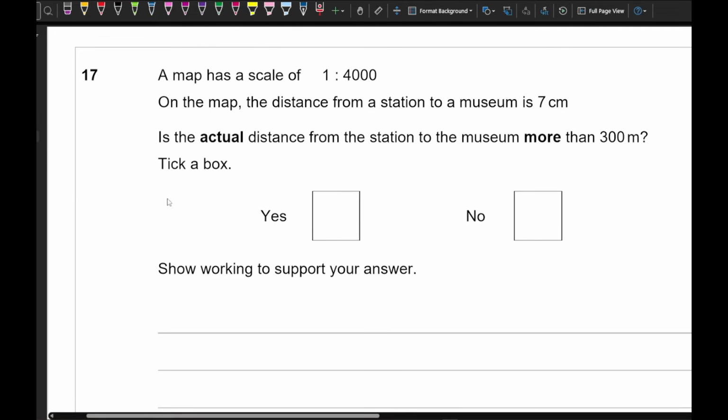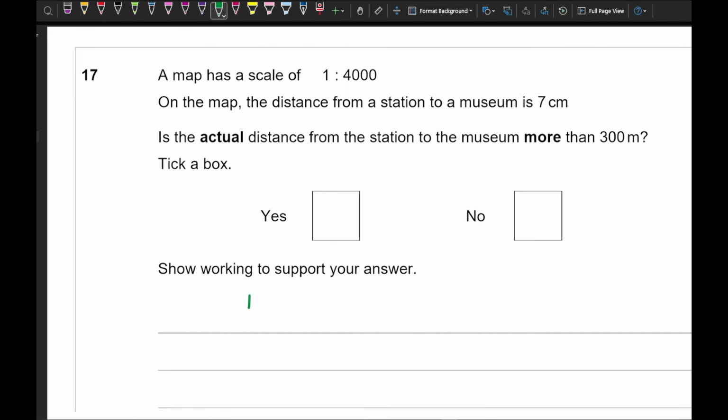Moving on to question 17, it says a map has a scale of 1 to 4,000. On the map, the distance from a station to a museum is 7 centimetres. Is the actual distance from the station to the museum more than 300 metres? Tick a box. So for this, if we've got a scale of 1 to 4,000, what this means is that 1 centimetre equals 4,000 centimetres.